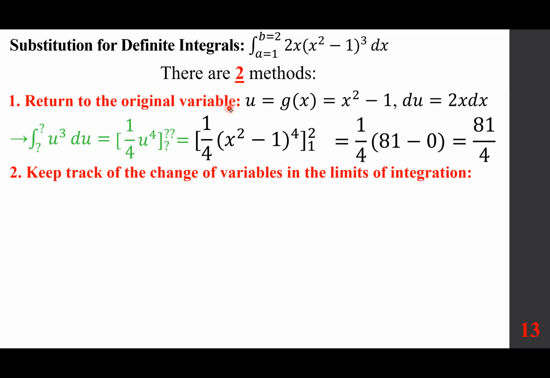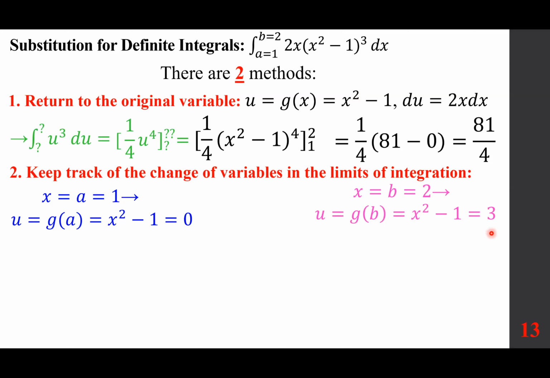Meaning, the lower limit, x or a equals 1, put it into this function and evaluate it. So if x equals a equals 1, you put it into this function, g of a, and as you can see, 1 squared minus 1 becomes 0. Now the upper limit, b, x equals b or 2, you put it into the same function, gives you 4 minus 1, which is 3. So 2 squared, 4 minus 1 is 3.